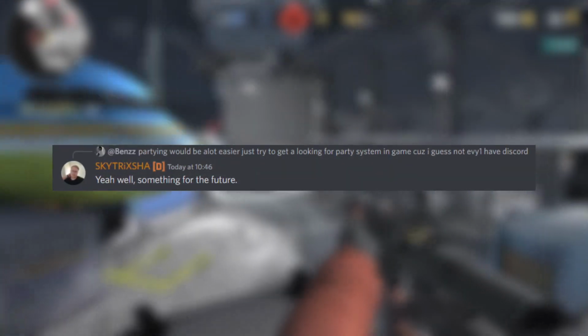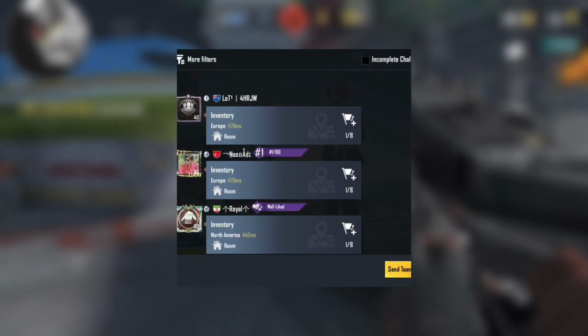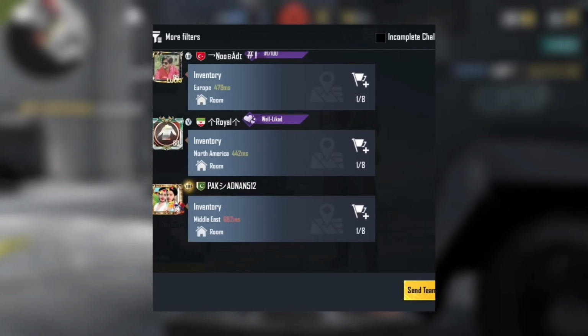A fellow player in the game suggested that there should be a party system in game to play with other people. SkyX Trisha said, yeah, well, something in the future. Maybe it's like the PUBG party system, where they invite random people in the world to party. This will probably solve solo queue in the game.